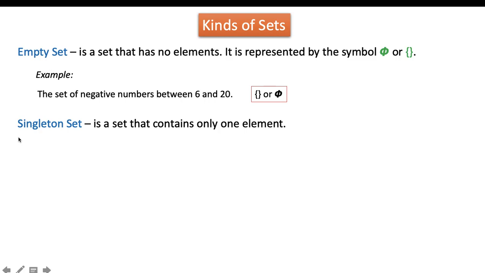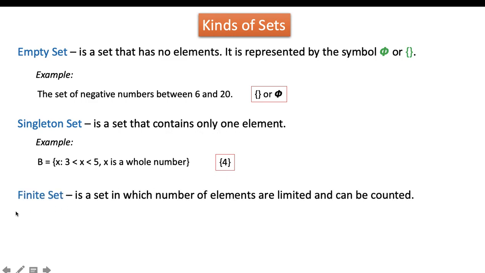When you say singleton set, it is a set that contains only one element. For example, set B is a set of all x such that x is more than 3 but less than 5, where x is a whole number. We can only think of one whole number between 3 and 5, and that is 4. There is no other than 4. It has only one element. Therefore, this set is called a singleton set because it contains only one element.